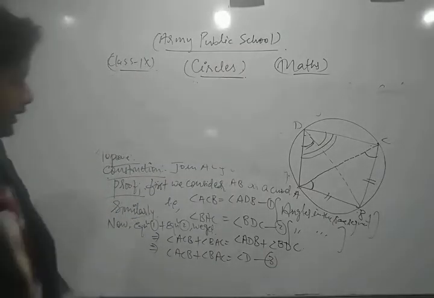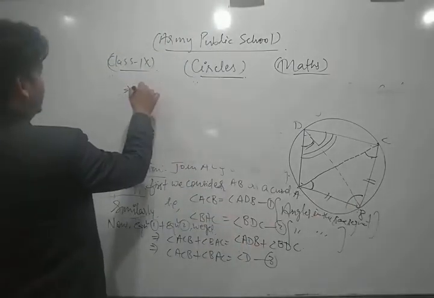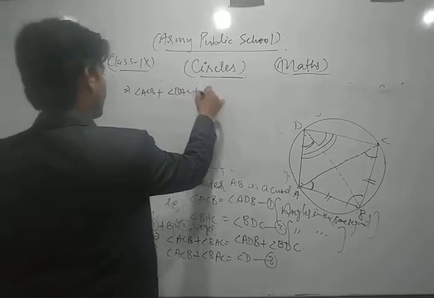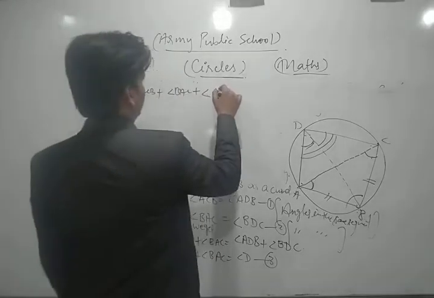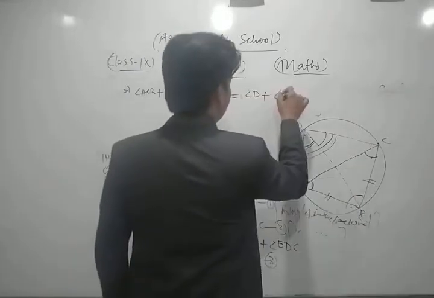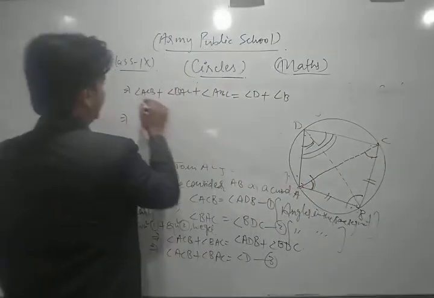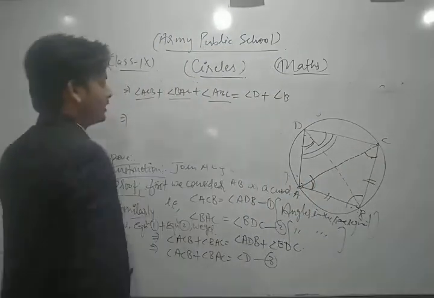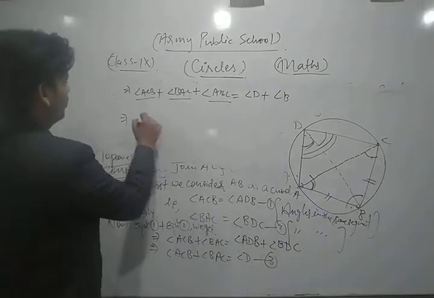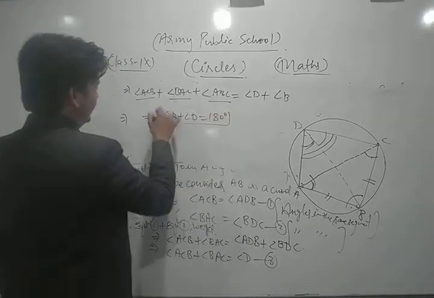Now, dear student, adding angle ABC to both sides. Here, angle ACB plus angle BAC plus angle ABC is equal to angle D. Angle ABC, we can write as angle B. Now you know that in triangle ABC, this is angle ACB, angle BAC, angle ABC. And we know that the sum of all angles of a triangle is 180. So we have angle B plus angle D is equal to 180.